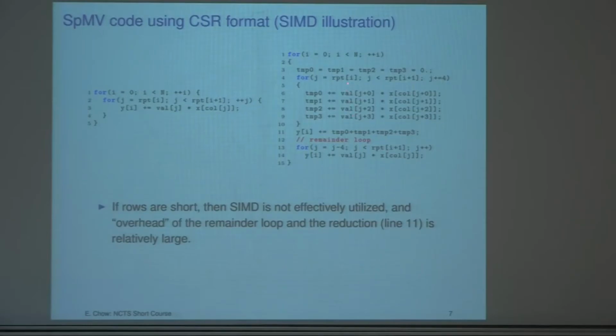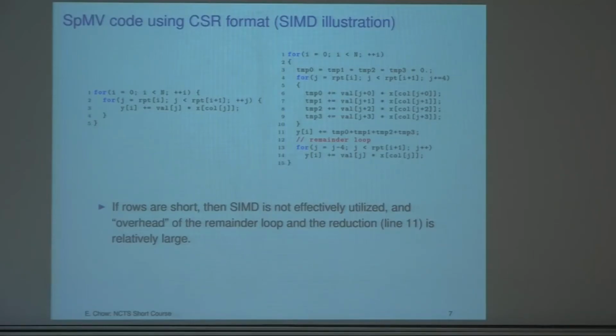And if the number of non-zeros in a row is not a multiple of 4, let's say we have 6, then this loop is going to execute once, and then we have some leftover stuff. We have 2 left over. And we're going to do the 2 left over in this remainder loop, which is not vectorized, or which does not use SIMD.